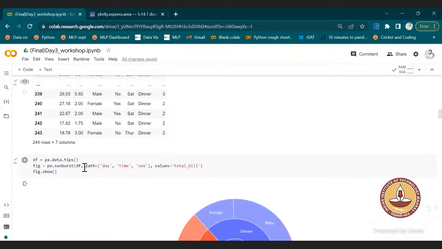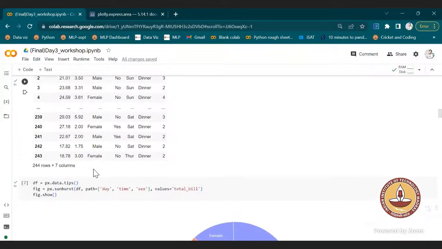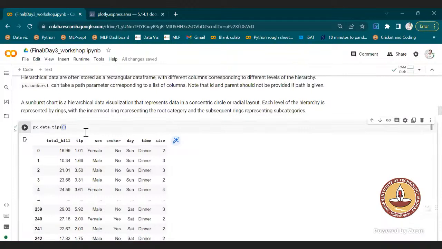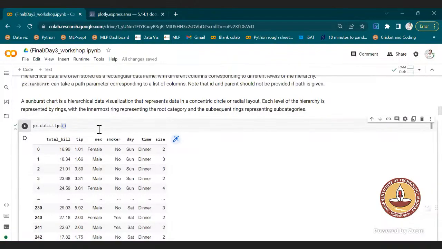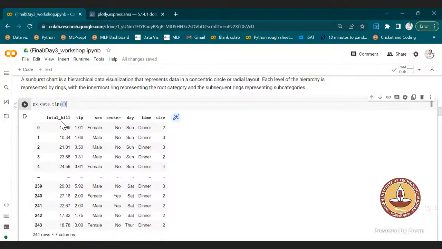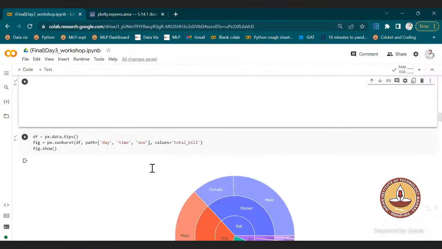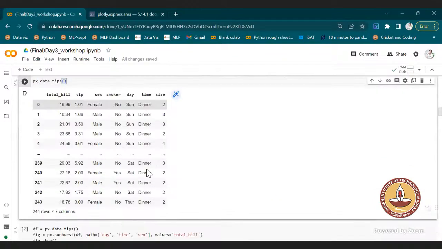So if we see here, what we have done is taken this data frame, px.data.tips. Here you see different columns are there: total bill, tip, gender, smoker (whether he is a smoker or not), day, and time, whether it's dinner or, I assume, lunch. Yeah, dinner and lunch.